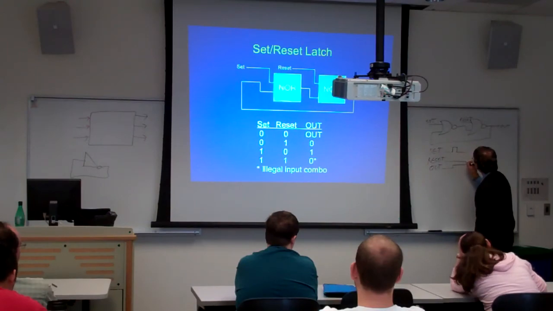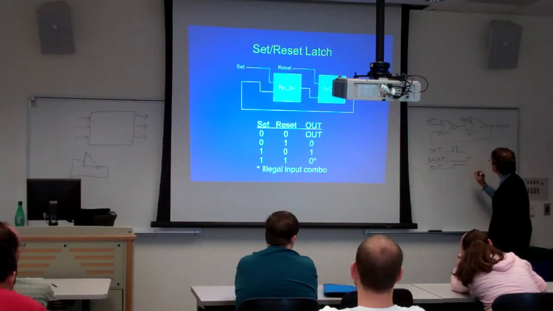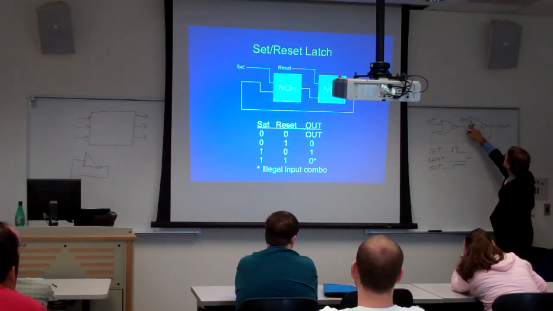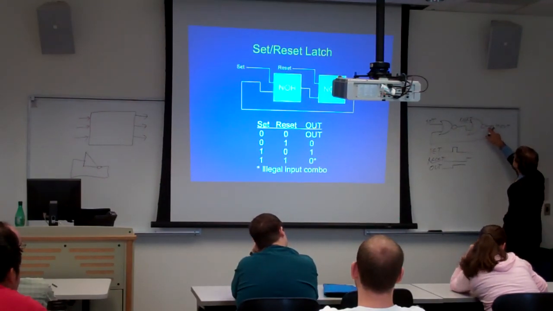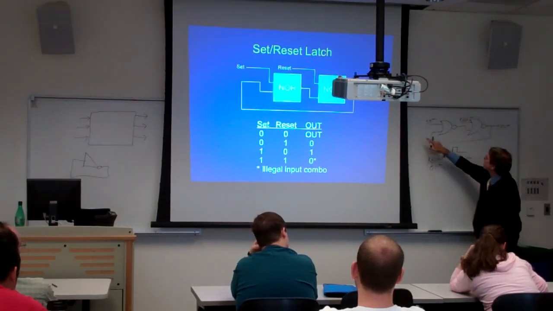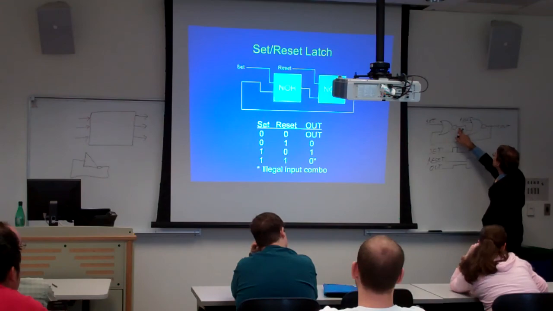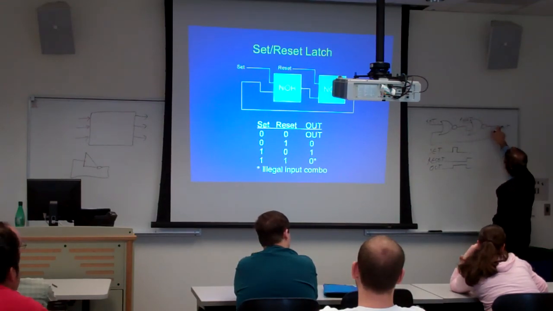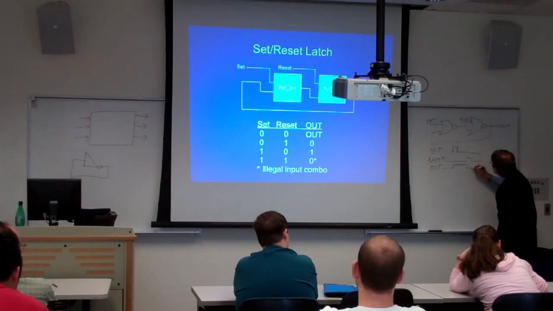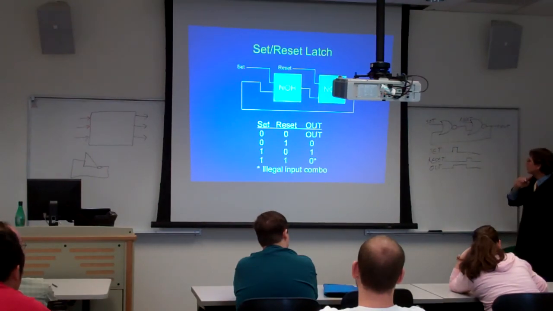And now at some point, if we raise the reset line, while keeping set at zero, reset is a one, that'll change the NOR output to be a zero, so our output will drop. And that zero gets NORed with a zero, this becomes a one, one and one outputs a zero, and everything is stable again. And now if we drop the reset, and you work through it, you find that the output stays low.